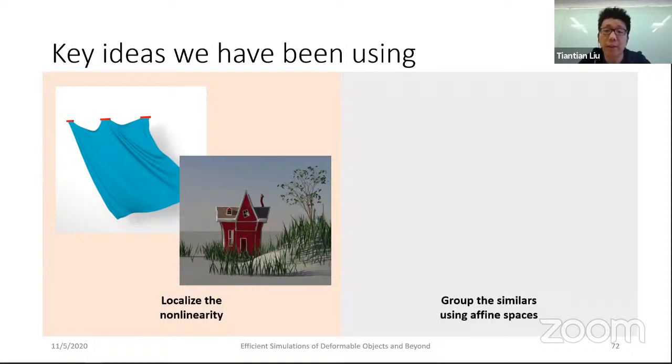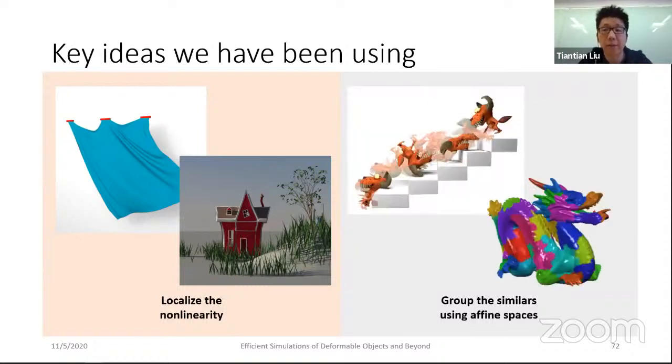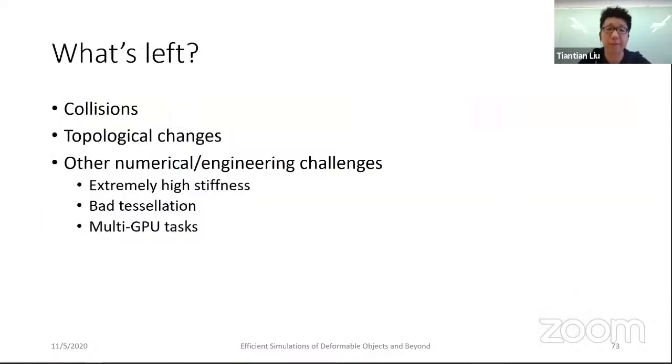And the second one is grouping the similar elements using an affine transformation space. We found that one is particularly useful to simulate materials with very different energies, such as in the rigid body and deformable body coupling project. And the same idea can be carried out to build a hierarchical simulation framework that can be used to help set up a multigrid framework.